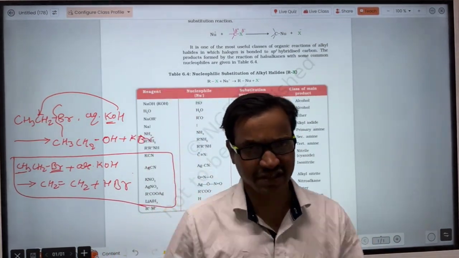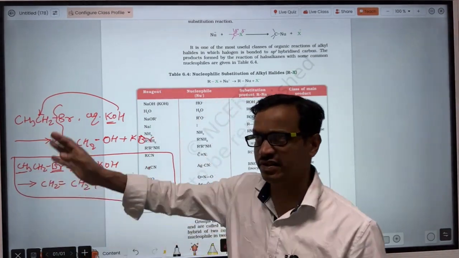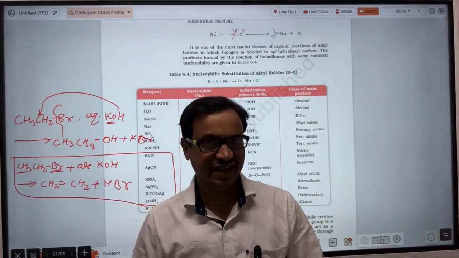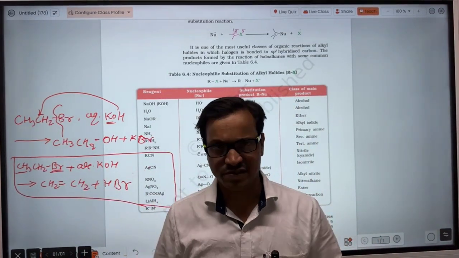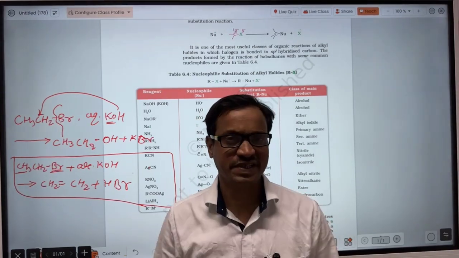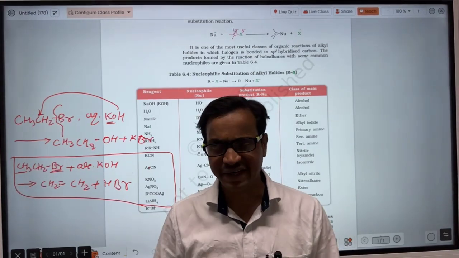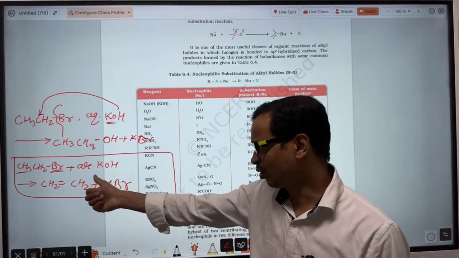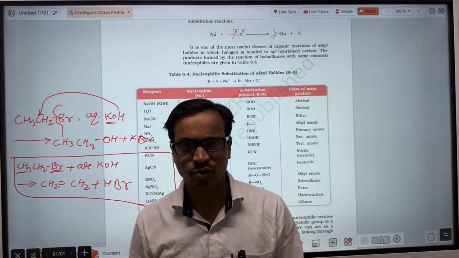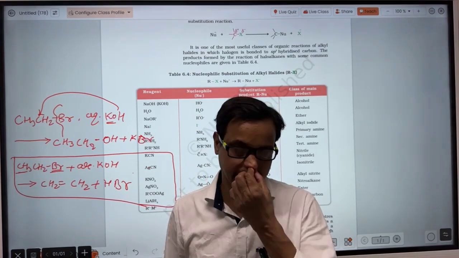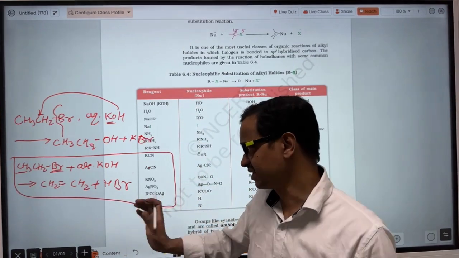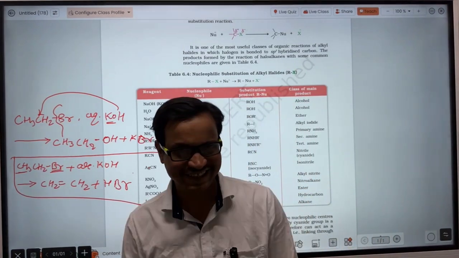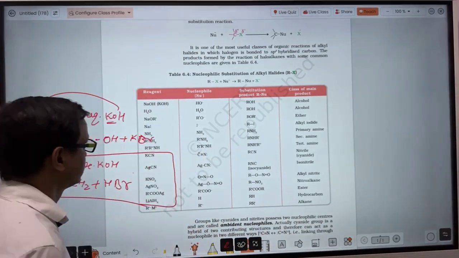So it's necessary to keep this information in your mind: when aqueous NaOH or aqueous KOH is taken, there will be nucleophilic substitution reaction. While when alcoholic KOH or alcoholic NaOH is taken, there will be elimination reaction. Okay guys, now let's see, that was the first one.